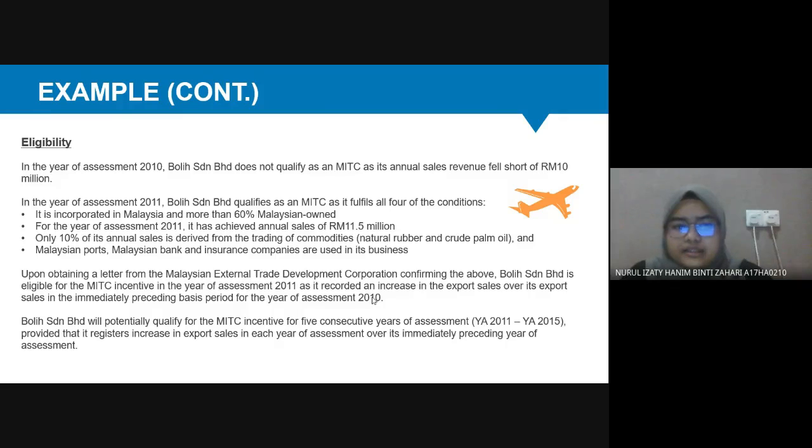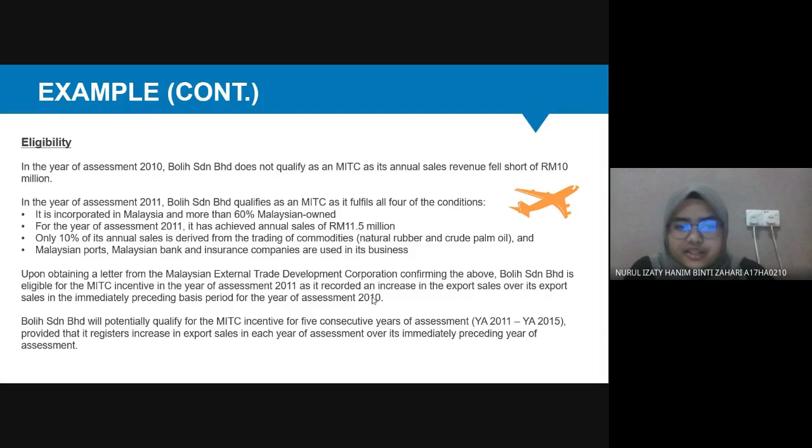And then in the year of assessment 2011, Boleh Sedia Berhad qualifies as an MITC as it fulfills all four conditions, which is the company is incorporated in Malaysia and more than 60% Malaysian owned. For the year of assessment 2011, the company achieved annual sales of 11.5 million ringgit, and only 10% of the annual sales is derived from the trading of commodities, which is natural rubber and crude palm oil. The company also used the Malaysian ports, Malaysian bank and insurance companies for their business.